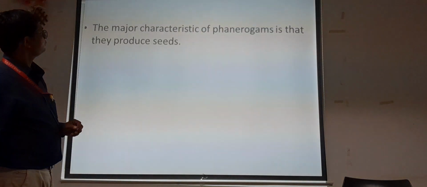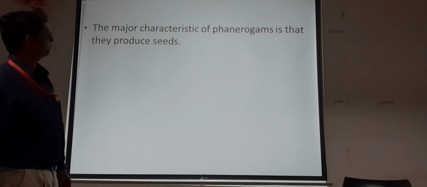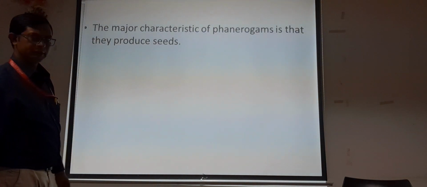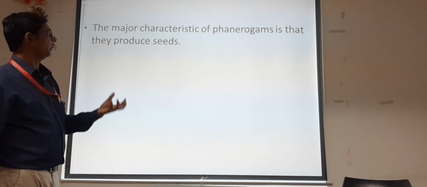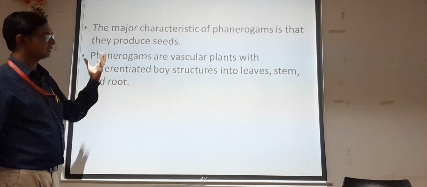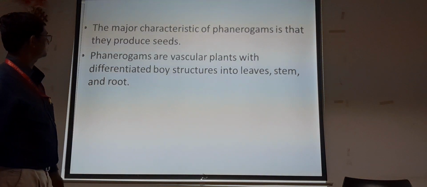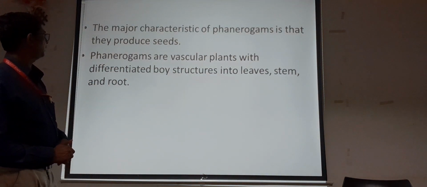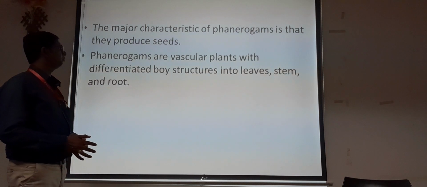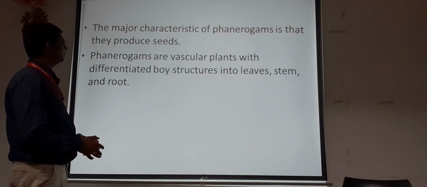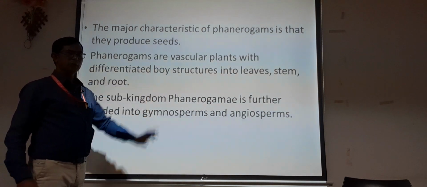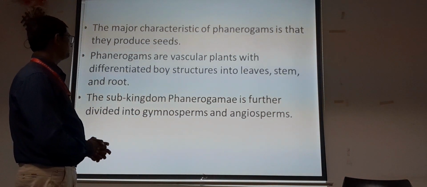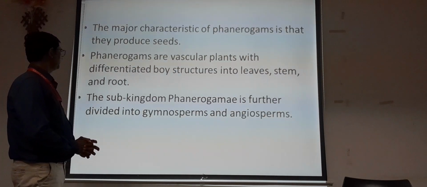Now the major characteristic of phanerogams is that they produce seed. Obviously they produce seed after the production of flowers. So seed and flowers are produced in these particular phanerogams. Phanerogams are vascular plants with body structures differentiated into leaves, stems and roots. So they are going to produce leaves, stem and roots.